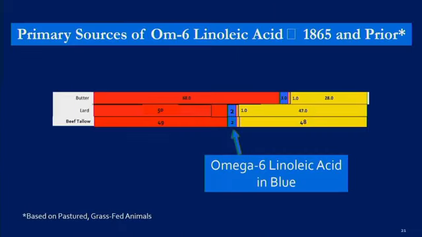Now, transplant yourself back to 1865, and for all of history prior, this is what we would have gotten. We would have gotten butter, lard, and beef tallow. This would have been our sources of omega-6, and their approximate concentration based on grass-fed animals: butter about 3%, lard and beef tallow about 2%. So that's what we should be getting.